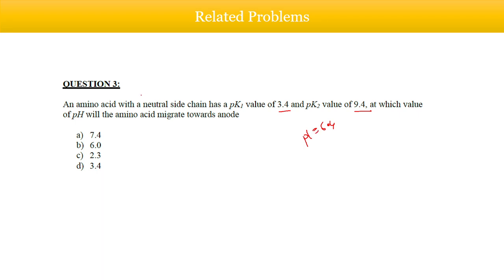Now, at which pH will the amino acid migrate towards the anode? As I was saying, only when the pH is above the pI will it be negatively charged and move towards the positively charged electrode, the anode. Therefore, at a pH equal to 7.4, your amino acid would be negatively charged and it would move towards the anode.